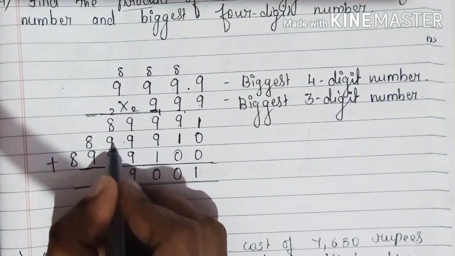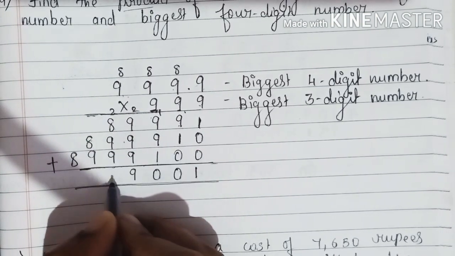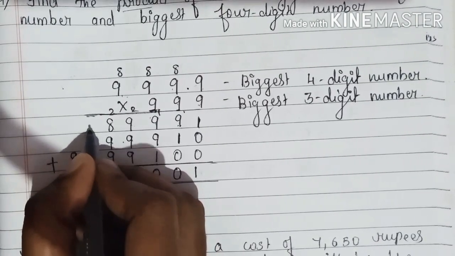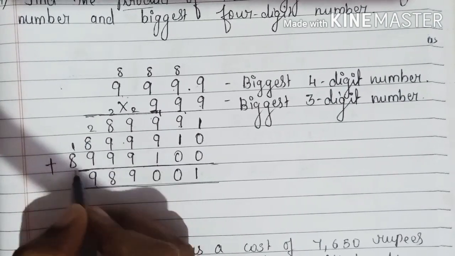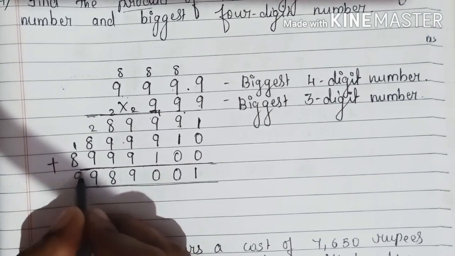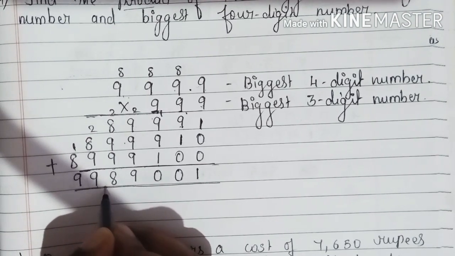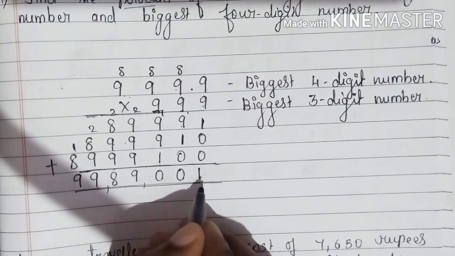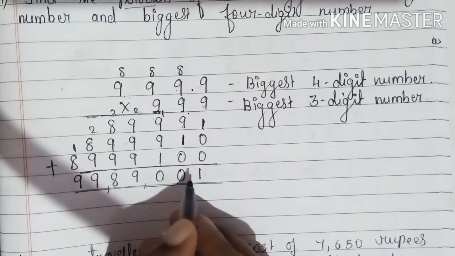This will be 9 plus 9 will be 18. 18 plus 10 will be 28. 28, 8 here and 2 will be carryover. This will become 19. 9 here and 1 will be carryover. 8 plus 1 will be 9. You can use your fingers for the calculations. So here the answer is 99,89,001. This is the product of the biggest 4-digit number and the biggest 3-digit number.